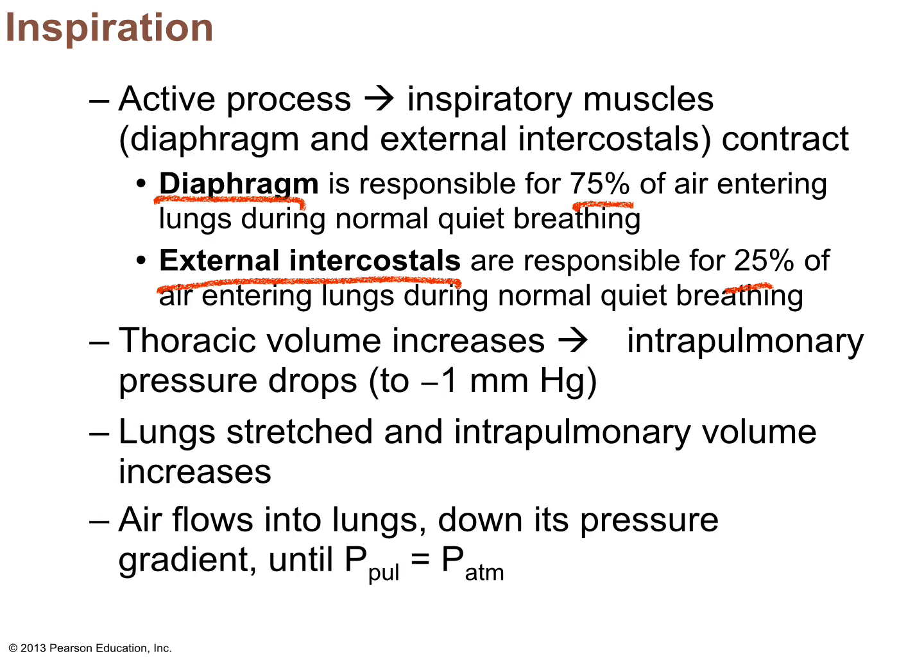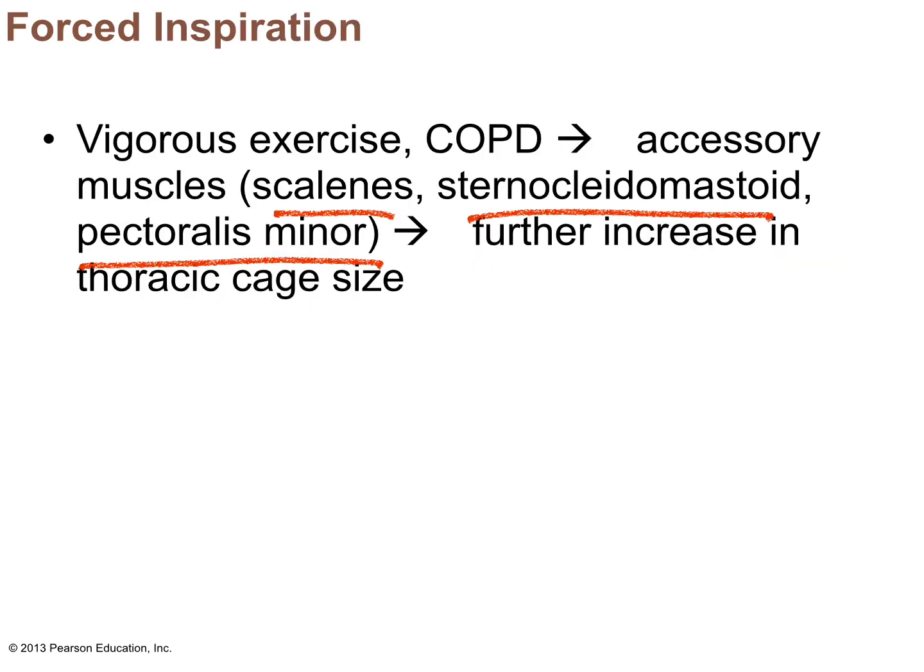Now, if we want to contract more forcefully, we're going to recruit more motor units, more muscle fibers of these skeletal muscles, right? We get a stronger contraction of the diaphragm and of the external intercostals, and a bigger inhalation. However, let's look at the next slide. If we have extreme forced inspiration, yes, we're going to contract the diaphragm and the external intercostals more, but we can also recruit additional muscle groups to help expand the thoracic cavity a little more. The scalenes, the sternocleidomastoid, and the pectoralis minor are all additional accessory muscles that help in forced inspiration.